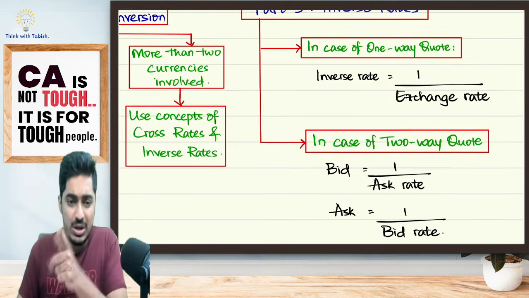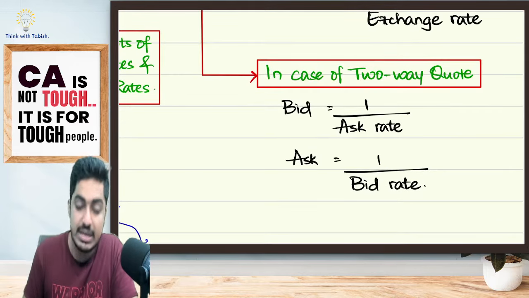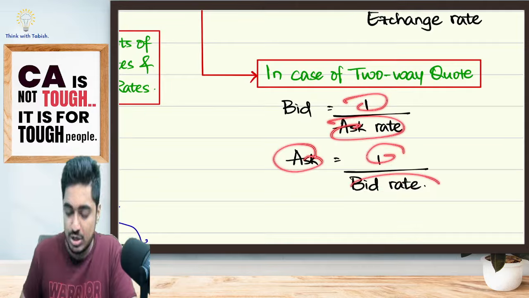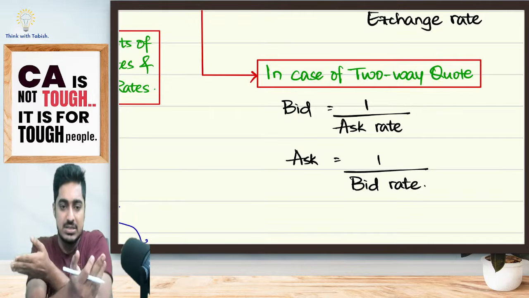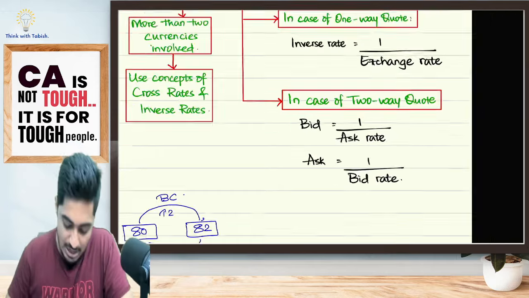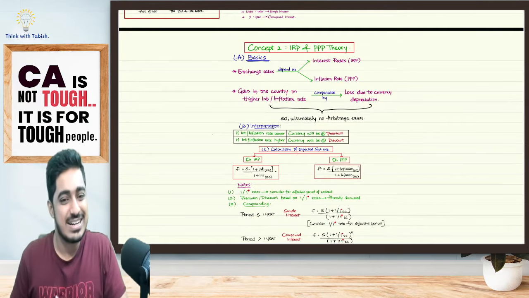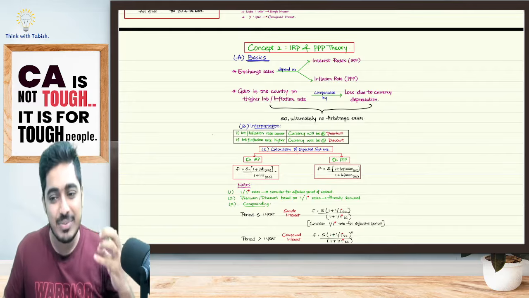Yes, I'm doing the opposite. But in case of a two-way quote, just remember, in case of bid, it is going to be 1 divided by ask. In case of ask, it is going to be 1 divided by bid. I'm going to do the inverse, but it is going to be reverse. Bid, I will be doing 1 by ask; ask, I will be doing 1 by bid. Is this clear, everyone? Concept number 1 is over. Relax for a minute, we will continue. Let the things settle down in your mind.